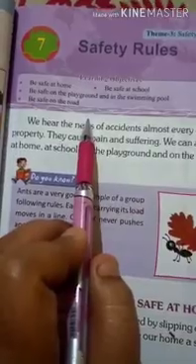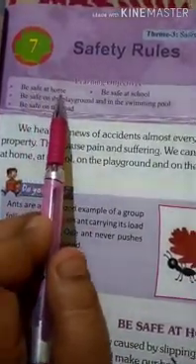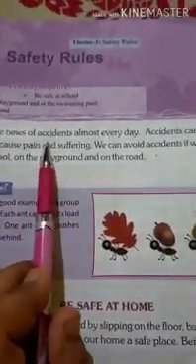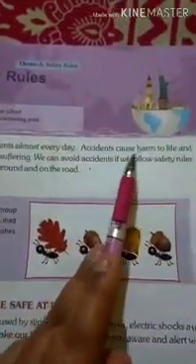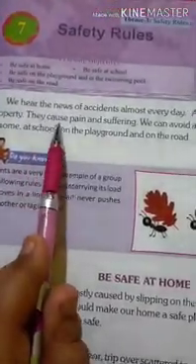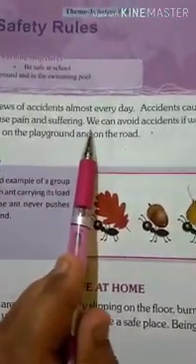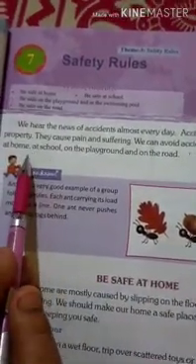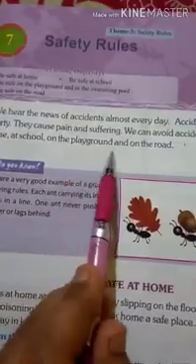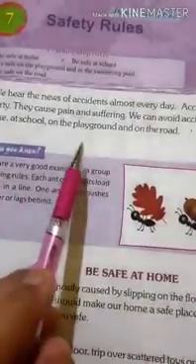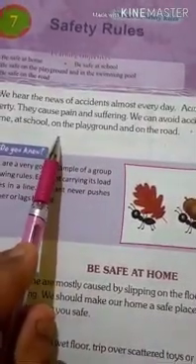Now, let's learn about being safe at home. We hear news of accidents almost every year. Accidents cause harm to life and property. They cause pain and suffering. We can avoid accidents if we follow the rules at home, at school, on the playground and on the road. If we follow the rules, then we can avoid accidents.